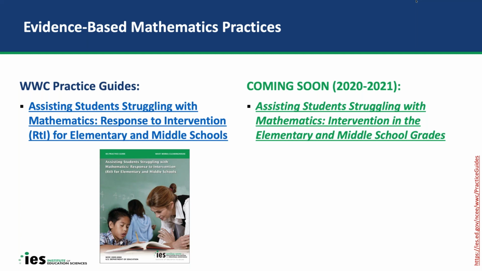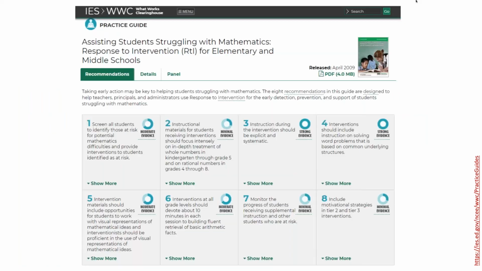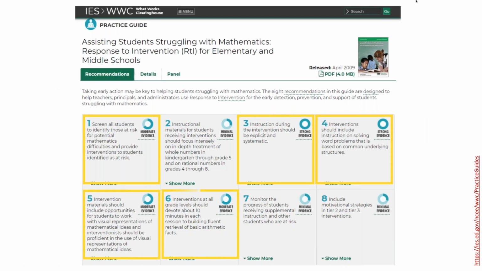And in some conversations with the people that are doing that work, almost everything is the same as the original practice guide. One of the new things that they're bringing in is a focus on math language, which we are going to talk about today. And so the things that we will talk about today will really focus on these 5 components from the What Works Clearinghouse practice guide that showed either moderate or strong evidence.